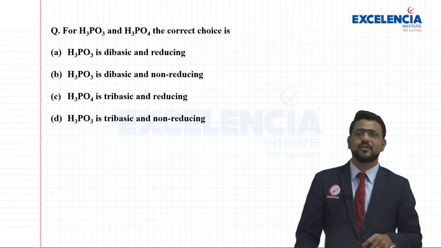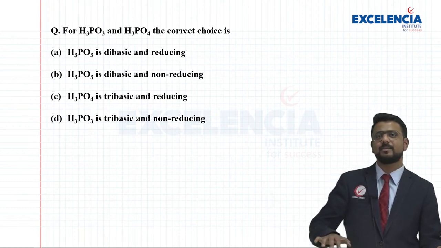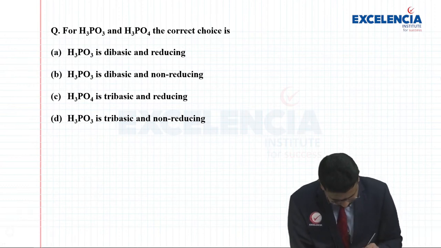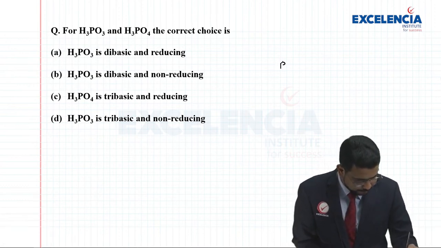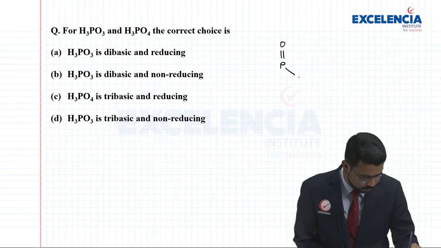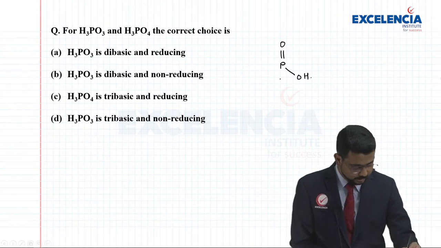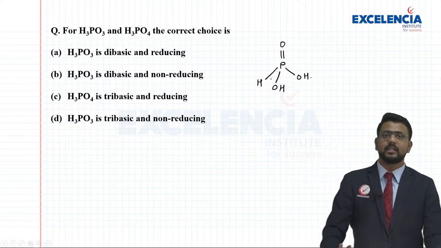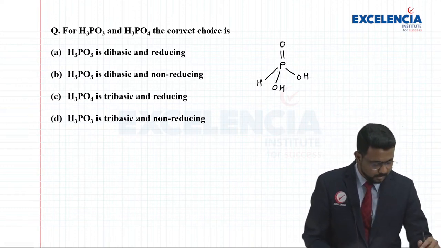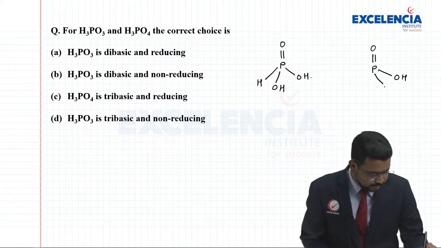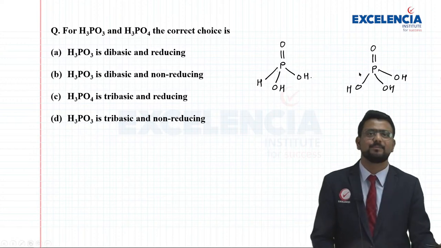So first and foremost thing, let us try to draw the structures of these two acids, right? That is H3PO3, phosphorous acid, and H3PO4, that is phosphoric acid. So if I consider these structures, here you are going to have P double bond O, right? This bond has to be there in any of the oxyacids of phosphorus, P-OH, P-OH, and of course this is H. Right? Now this is the structure of H3PO3. Now if I draw the structure of H3PO4, here you are going to have P double bond O, P-OH, P-OH, and of course P-OH. Right?